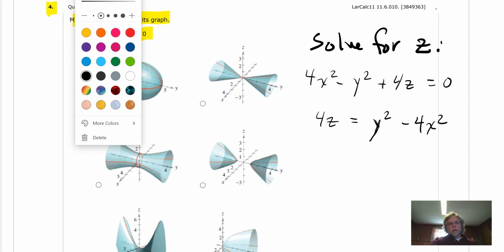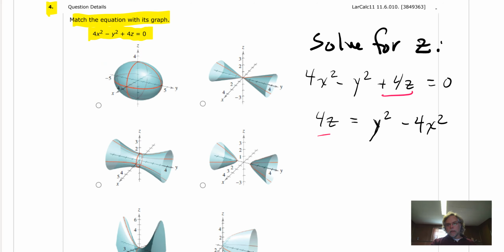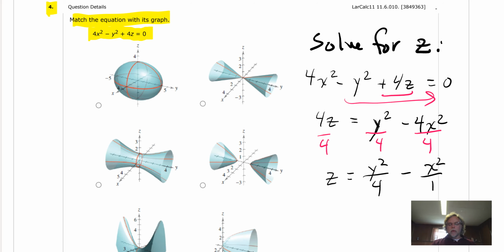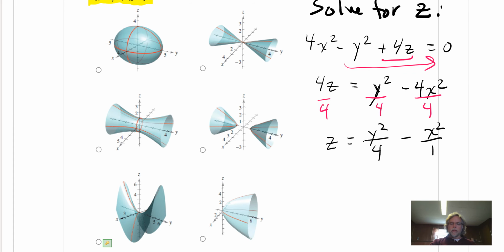Now my first step in solving is I've left the 4z where it is, and I've moved the other two terms to the other side and changed their sign. And so 4z equals y squared minus 4x squared. Now let's divide through by 4. That'll give us z equals y squared over 4 minus x squared. Or we can put x squared over 1 because we're familiar with the forms in the table.